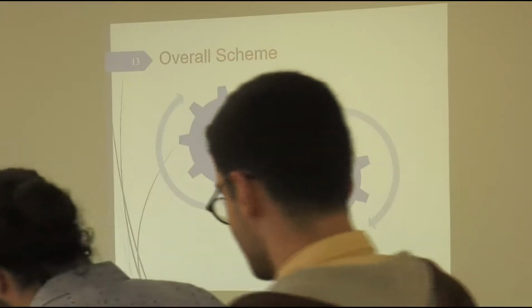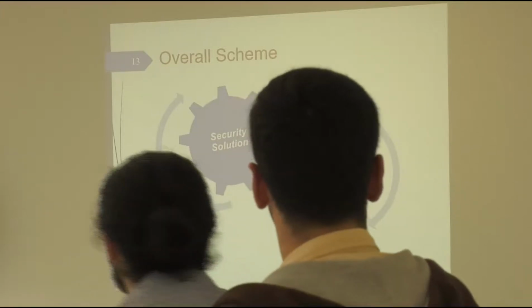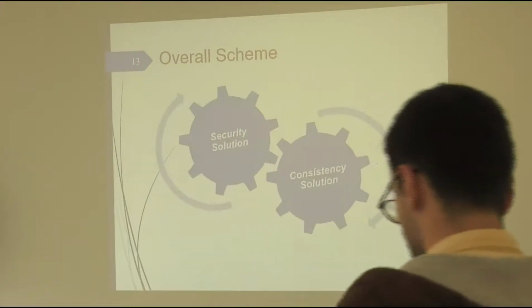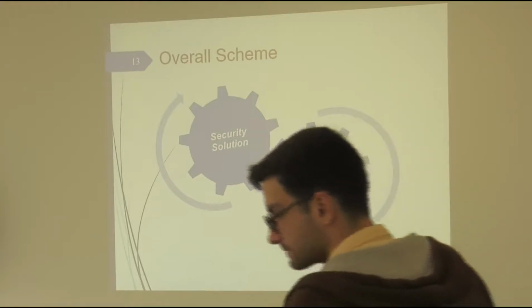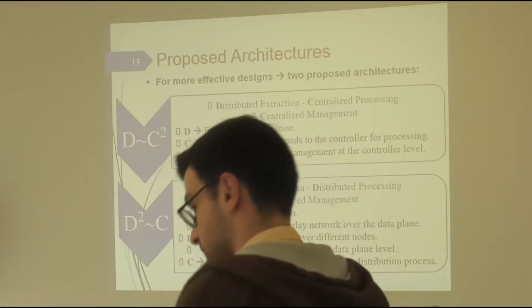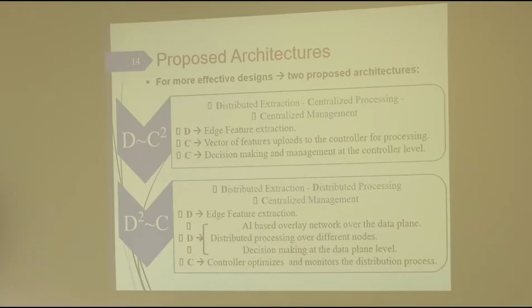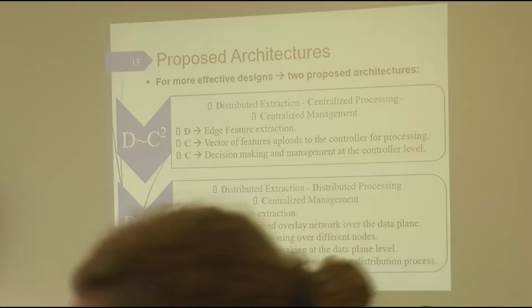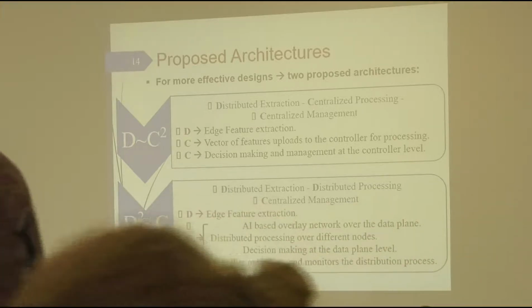Overall, we would have something like this: a security solution interacting with a consistency solution in order to reach a resilient network. So, in order to reach such a system, we are proposing also two architectures. The first architecture being the DC squared architecture, which is DCC, with distributed edge feature extraction, a centralized processing at the SDN controller, which would process the uploaded vectors from the edge nodes, and also centralized decision-making and management at the controller level.